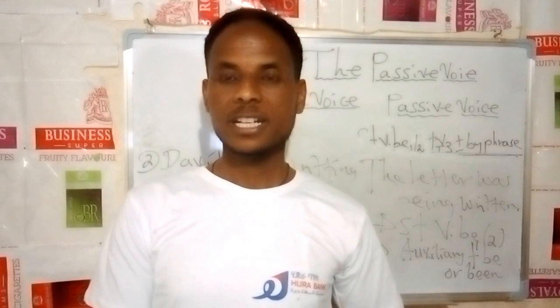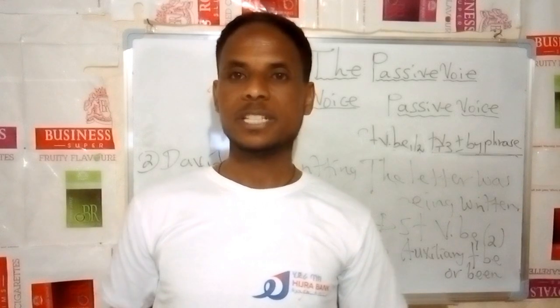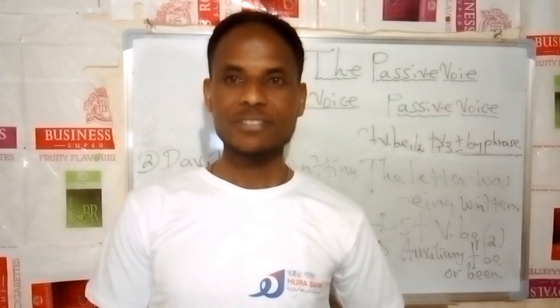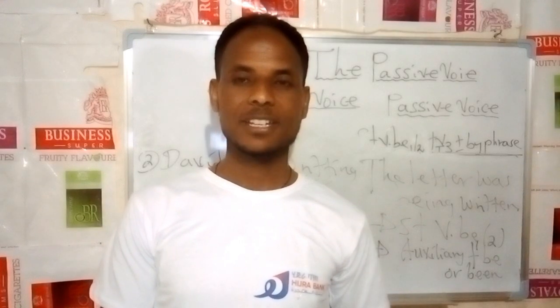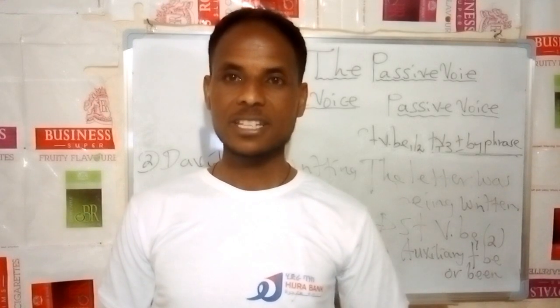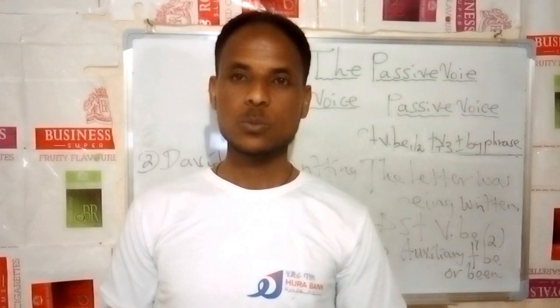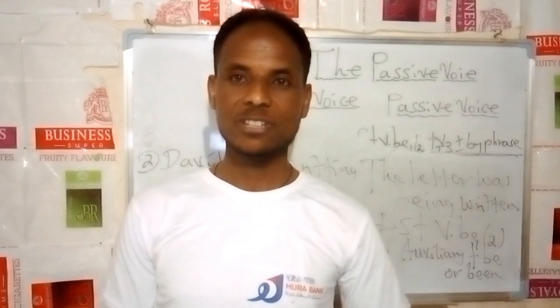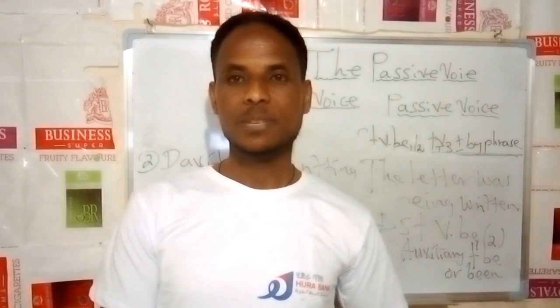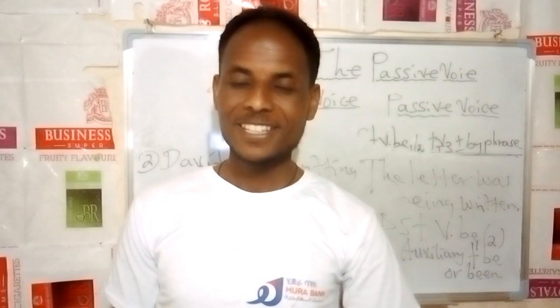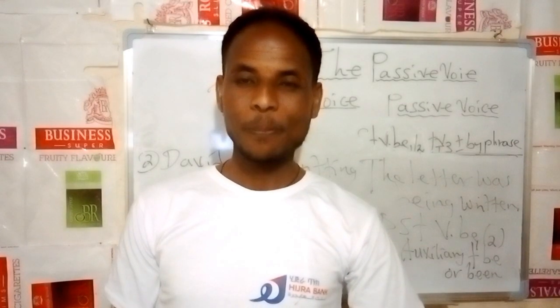Ravi will drink coffee. Coffee will be drunk by Ravi. Ravi will be drinking coffee. Coffee will be drunk by Ravi. Ravi will have drunk coffee. Coffee will have been drunk by Ravi. Ravi will have been drinking coffee. Coffee will have been drunk by Ravi. That's all about the 12 types of tense in the active voice.